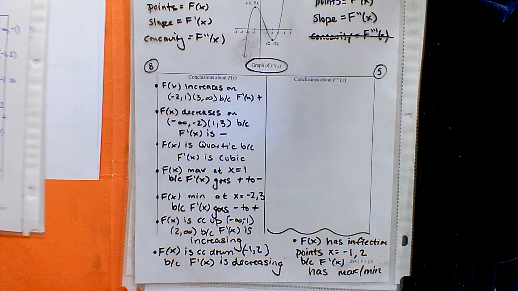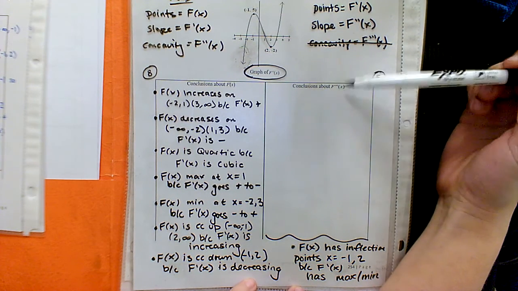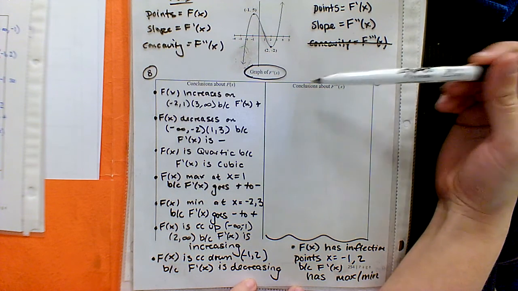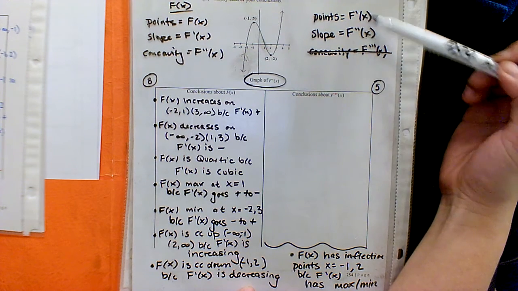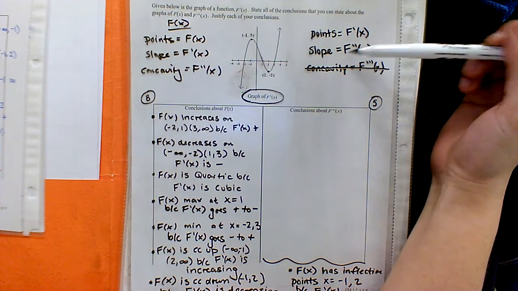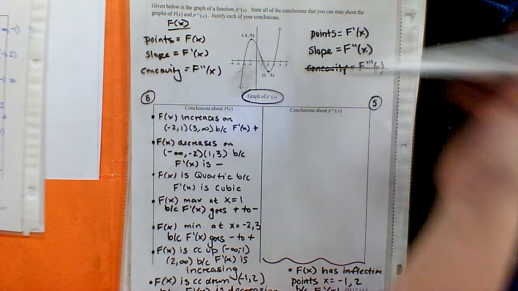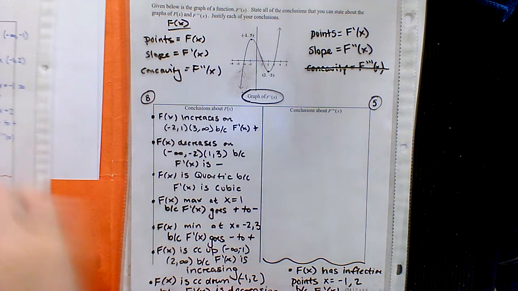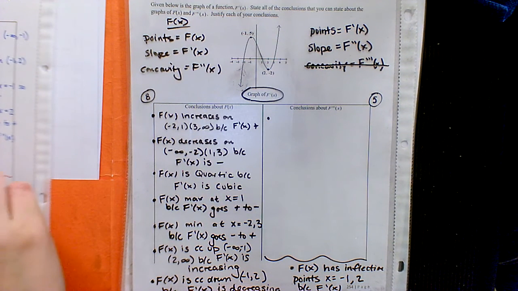You guys went through that easier than I thought you would. Probably easier than you thought you would. You said 8 and you were like, oh no. All right, let's try 5. So what are some conclusions that we can make about the second derivative? Okay, if we look at our little list here at the top, the second derivative information or values are going to come from the slope of this graph. Let's see if we can try to find 5 things.